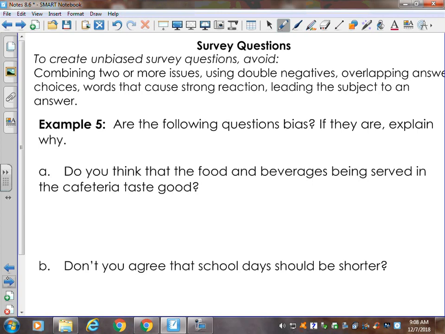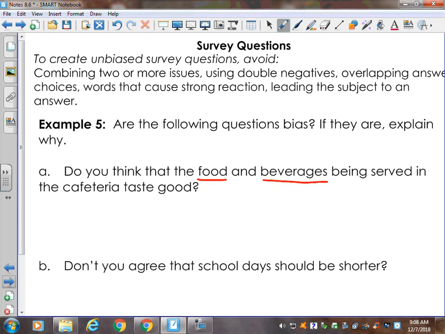All right, so we're going to talk about bias in each of these, and which one of these bias things at the top it breaks if it has bias. Do you think that food and beverages served in the cafeteria taste good? Now, I'm not answering that question. I'm asking, if I ask this question, is there any bias? And yes, there is, because food and beverages are two different topics. So you need to only ask about food or only ask about beverages. In fact, you might even want to get more specific and ask about a specific food.